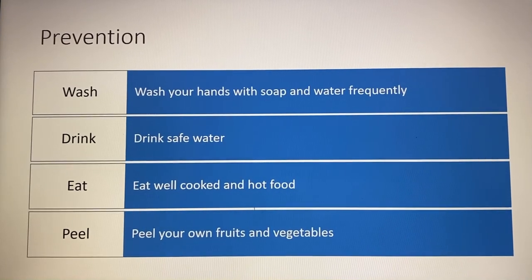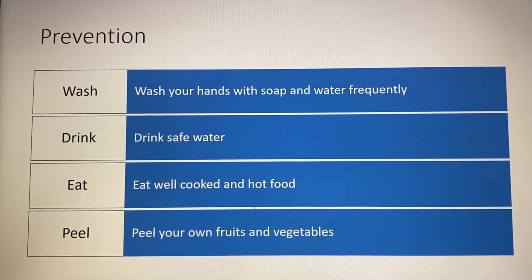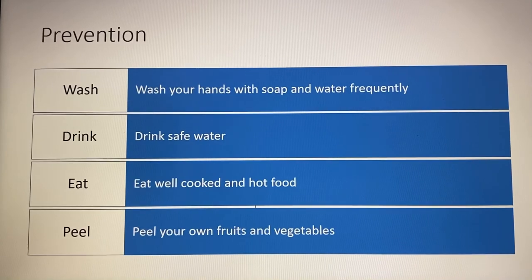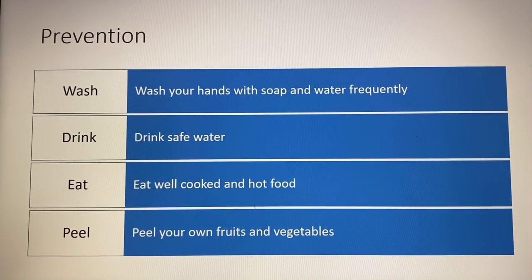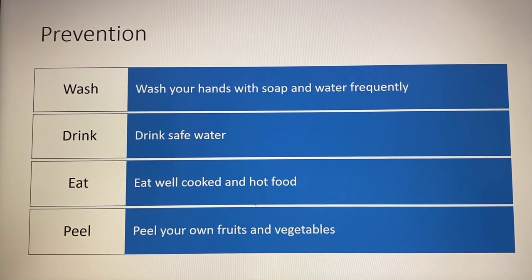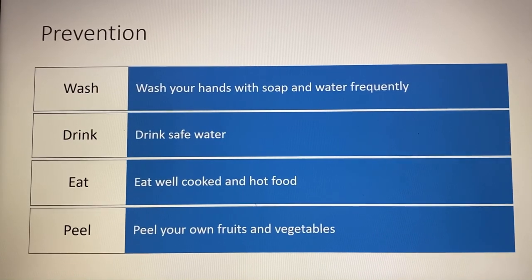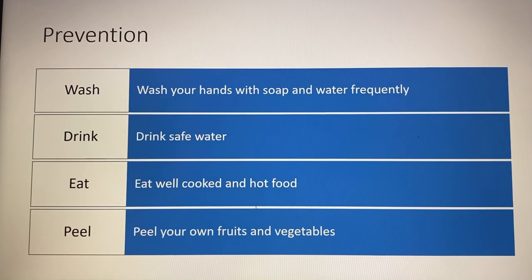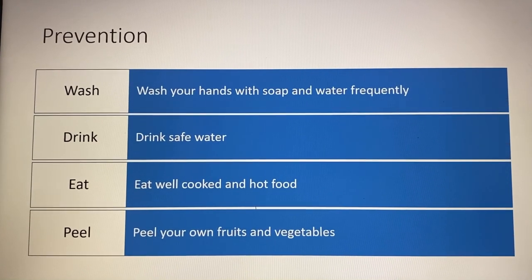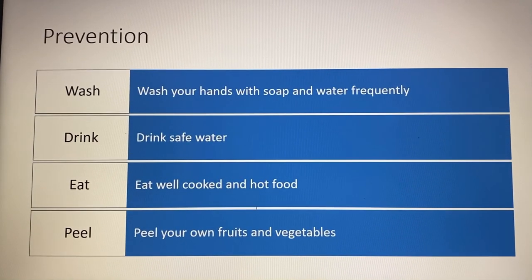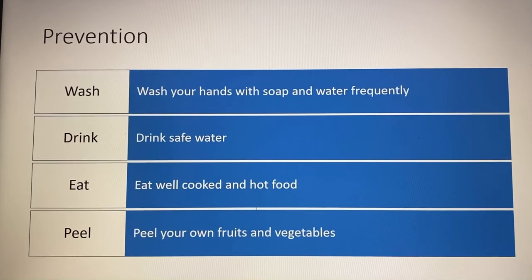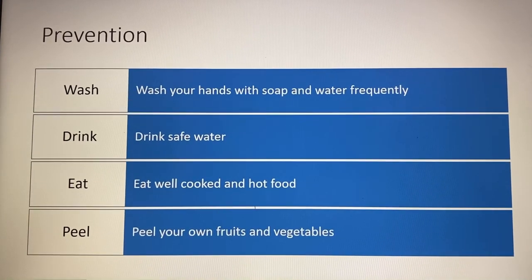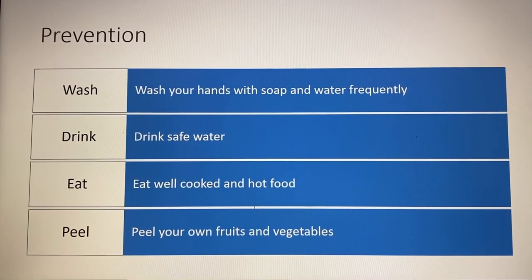Peel your own fruit and vegetables. What do I mean by peeling your own fruit? In those developing countries, when you buy food outside, people are selling food everywhere, and they can do it for you. So it's safer if you buy it yourself, you wash it yourself, and you peel your own fruit or wash your own vegetables. It prevents you against the infection, against all the symptoms, against everything that we just went through.